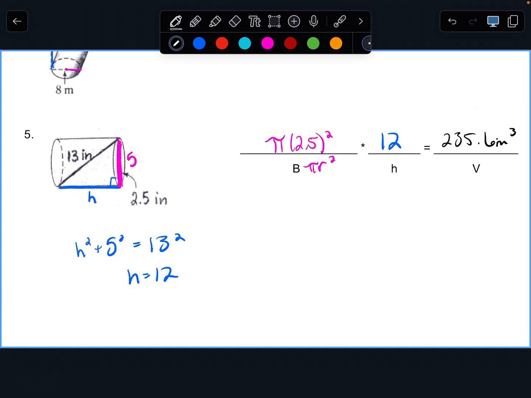Inches. Oh! It's there. There we go. Okay, so that's it.